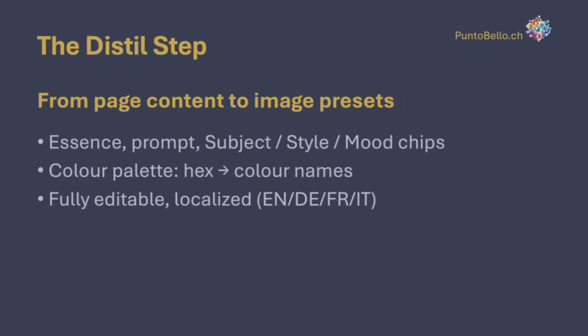So this is the grounding step. GPT Mini reads the selected section and produces a search prompt and some chips. It also captures the page color palette, so hex codes are translated to color names before the model sees them. Everything is fully editable, so you can tweak a chip or rewrite the prompt before you generate the image. And the flow also captures the user language. The extension comes with some languages, but you can easily extend that by yourself.